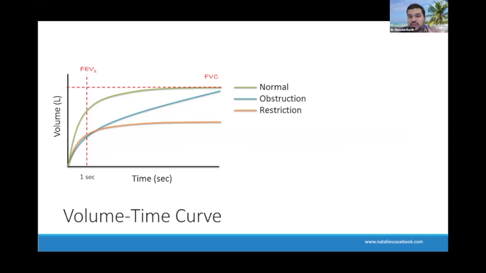Now, we'll look into the data. So the first thing Dr. Noor talked about, the volume time curve, okay? So the volume time curve, like she said, the x-axis is time, the y-axis is volume. Volume in liters and time in seconds.